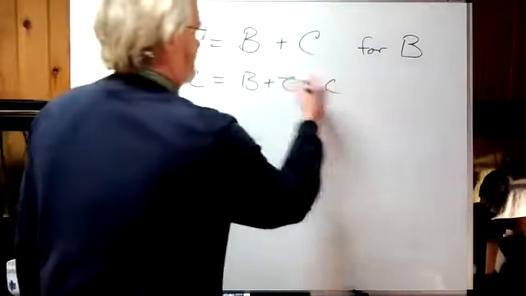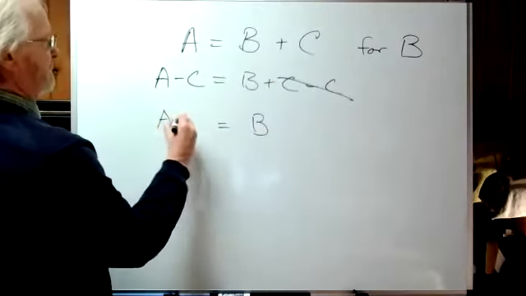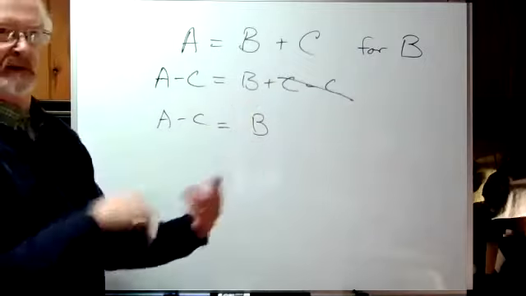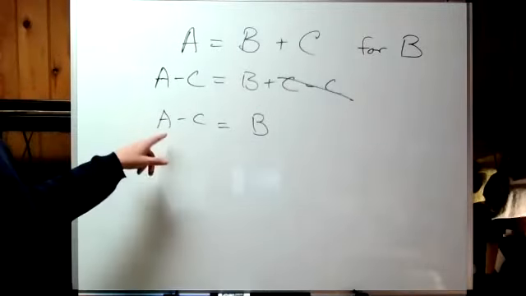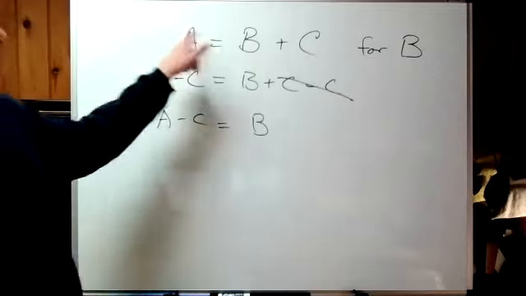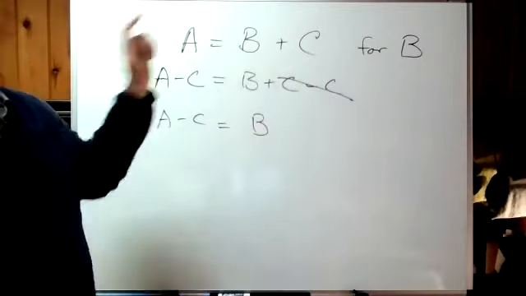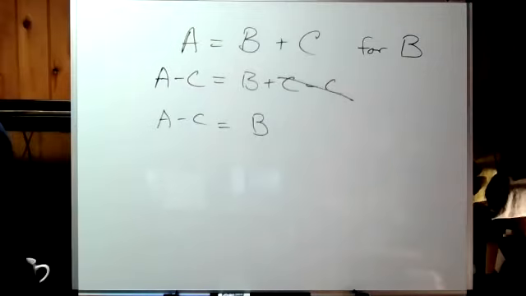C minus c, those are going to go away. So I get a minus c is equal to b, or turn it around if you prefer: b is a minus the c. Hopefully you can see from this one, if I was after the c, I'd do a similar thing. I'd subtract the b from both sides.